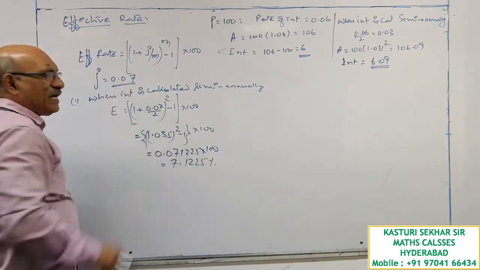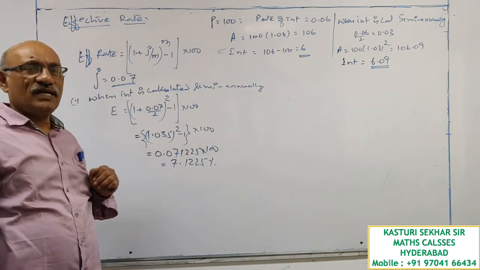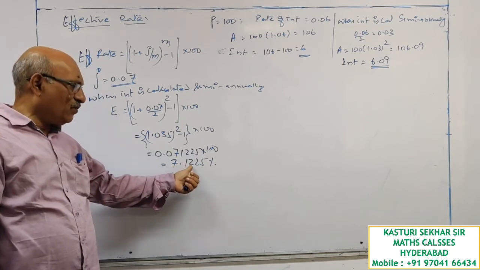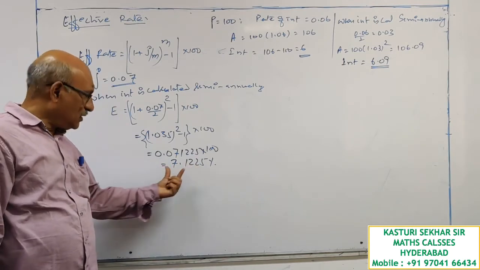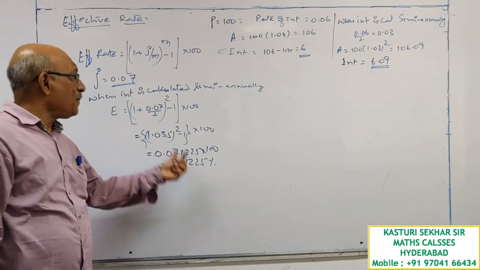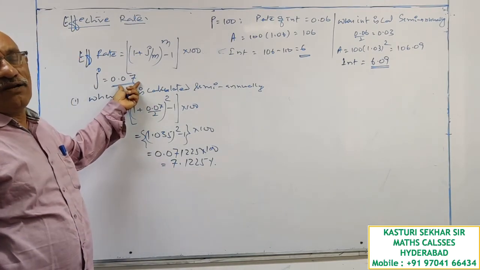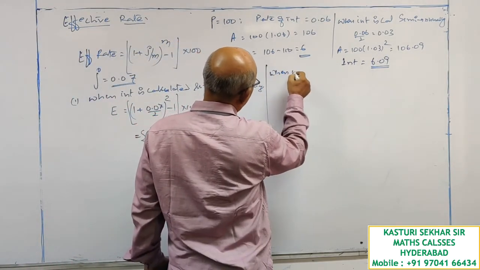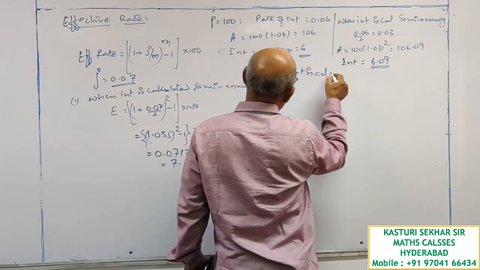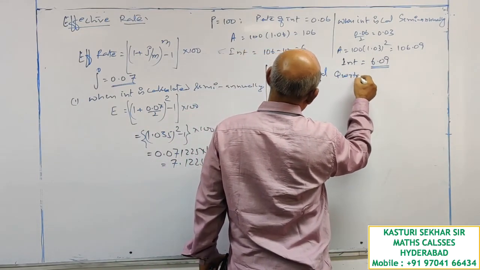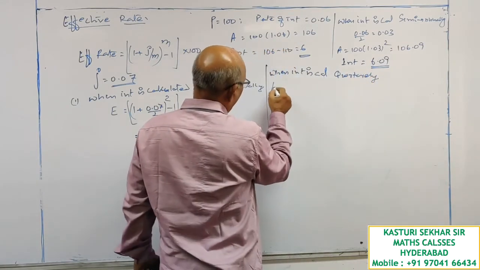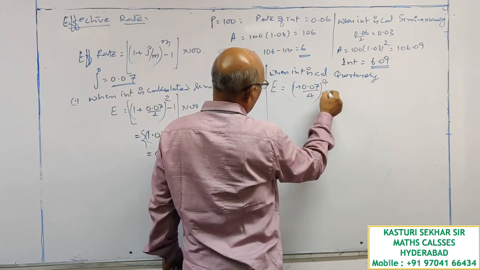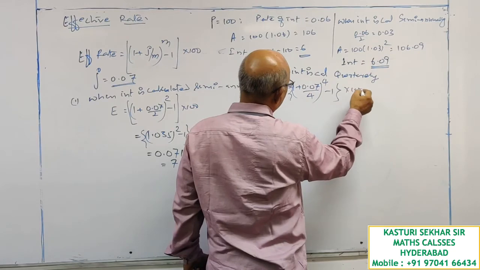When interest is calculated annually, 7% is the rate of interest. When interest is calculated semi-annually, 7.1225% is the rate of interest. So this is called effective rate of interest corresponding to the nominal rate of interest of 7%. Let us see, when interest is calculated quarterly, effective rate is equal to 1 plus 0.07 divided by 4 whole to the power of 4 minus 1 into 100.